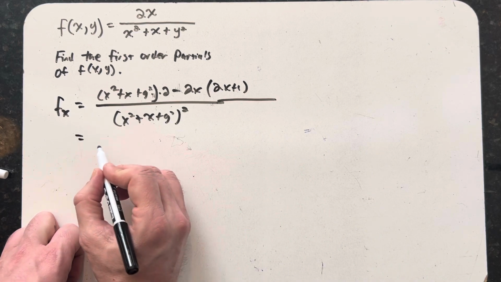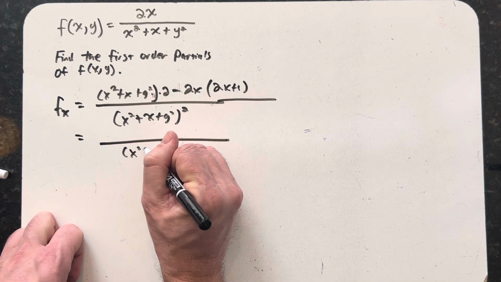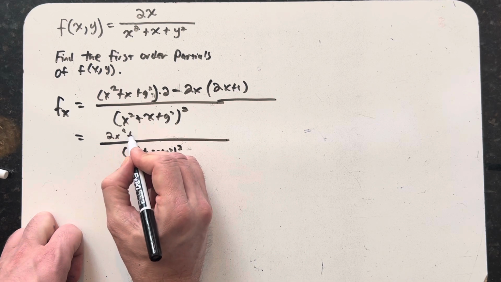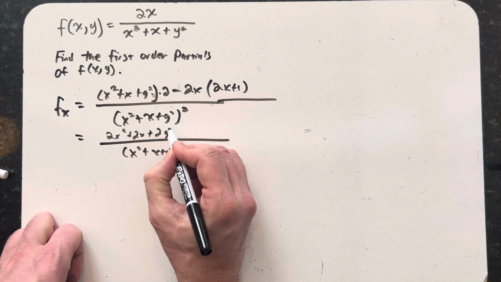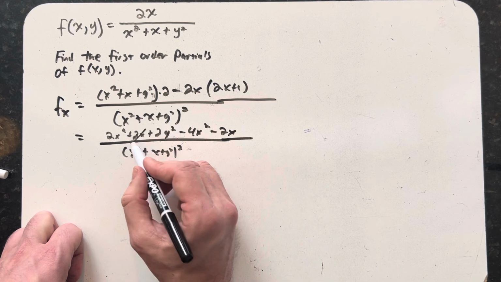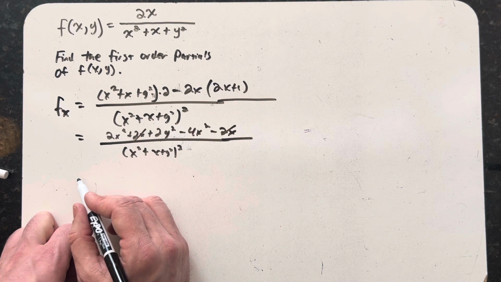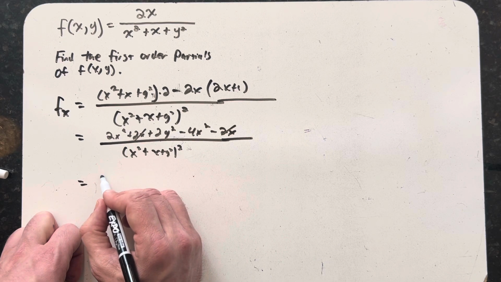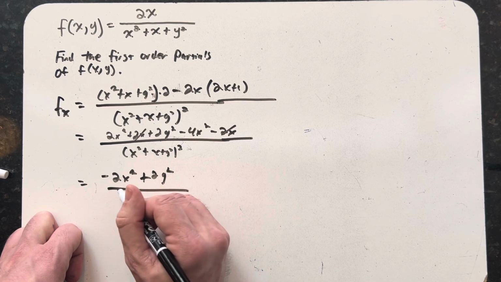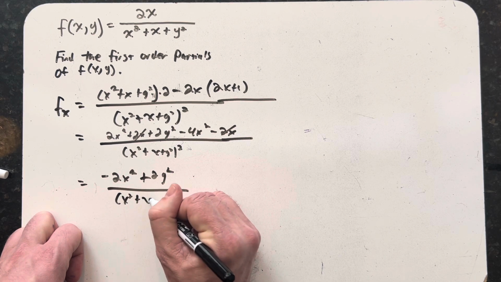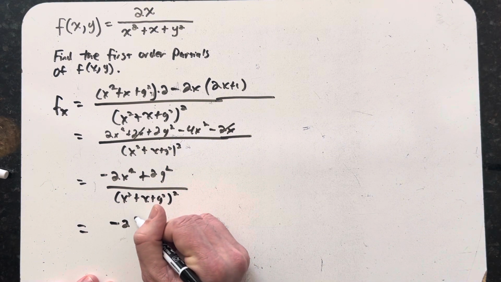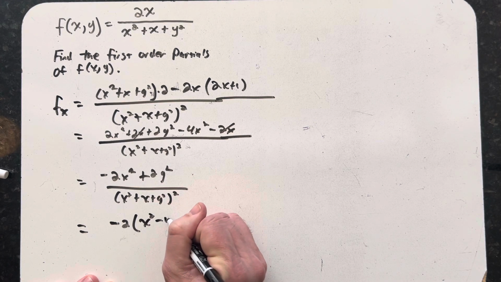Oh, I think we could tidy that up just a little bit. x squared plus x plus y squared, all squared, on the bottom. 2x squared plus 2x plus 2y squared minus 4x squared minus 2x. The 2x's cancel off. I got a like term in the x squared part. So I got minus 2x squared plus 2y squared all over that denominator. And that's a good final answer, but I'm going to factor out a minus 2 and just let this be x squared minus y squared on top.